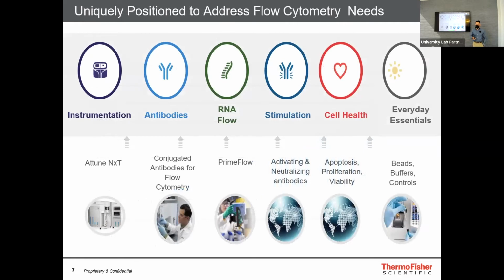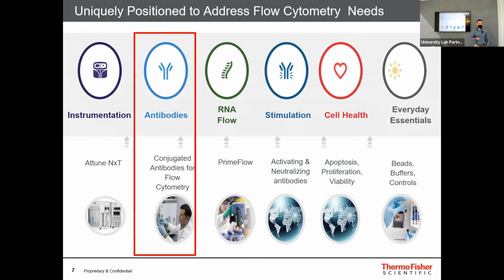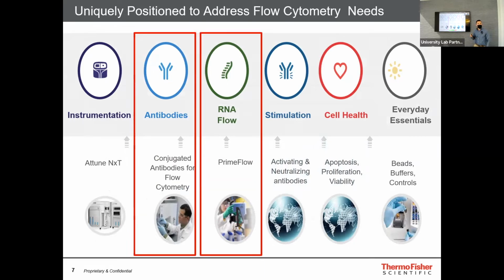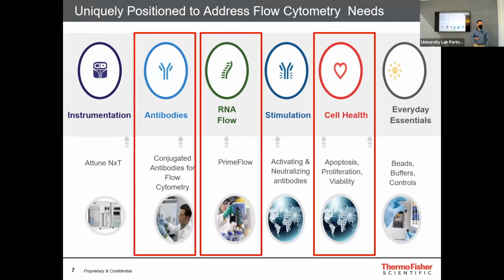Here at Thermo Fisher, we're uniquely positioned to address all your flow cytometry needs. You are familiar now with the Attune NxT, which is the flow cytometer. But we can also support you with conjugated flow antibodies. There is RNA flow, so not only can you do your standard protein flow cytometry, but you can also look at up to 4 mRNAs at the same time. Cell health, where you're looking at apoptosis, viability, or mitochondrial health. And then your everyday essentials like beads, buffers, and controls.